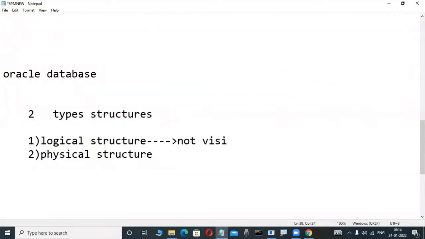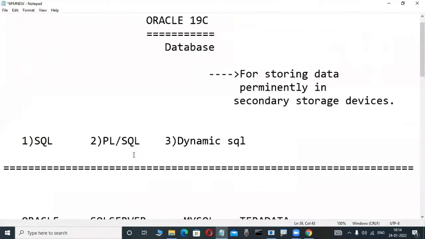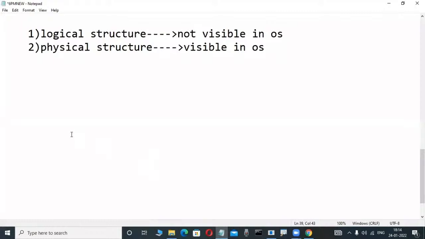in the operating system is called a logical structure. A physical structure means whenever we install Oracle, SQL Server, DB2, these softwares, automatically physical files are created, as I told you in previous classes. That's why a structure which is visible in the operating system is called a physical structure. Don't worry. Now observe it here.